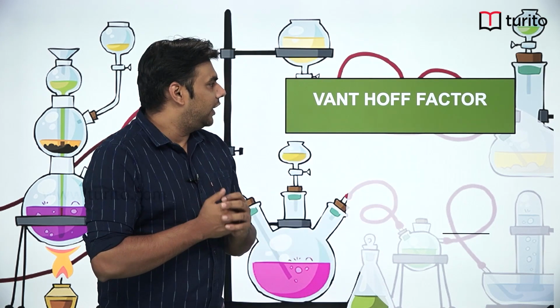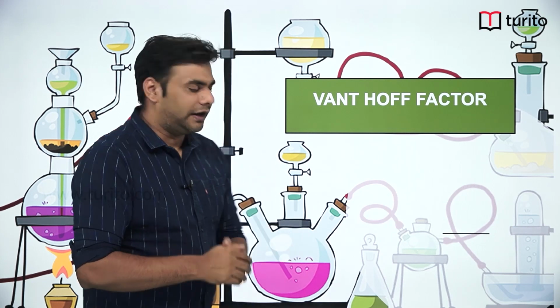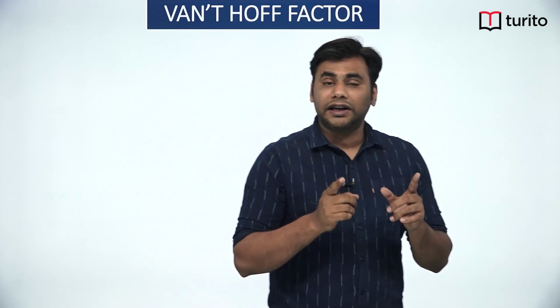So let us start with the concept of the Van't Hoff factor. We have introduced the Van't Hoff factor. In the previous lecture we said that till now we were just adding a non-electrolytic, non-volatile solute. Now suppose we add an electrolytic solute in a solution. We know that the electrolytic solute would dissociate into ions or associate, and the number of particles in the solution would change.